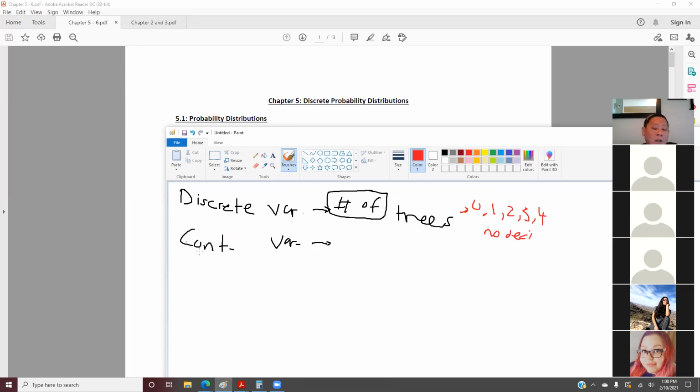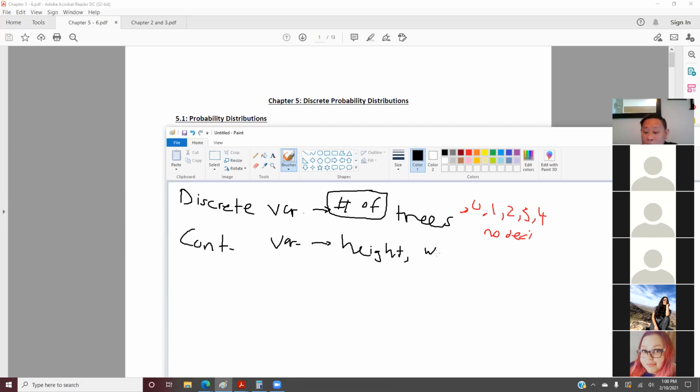Can you give me a continuous variable in this case? Would it be like 5.25? Example of a variable, we get 5.25. The height of everyone in the class. Yep, the height. What else?